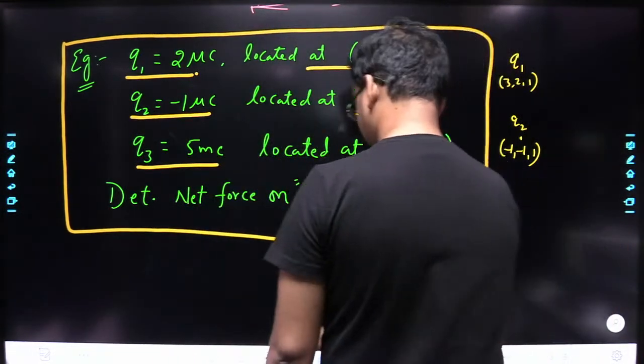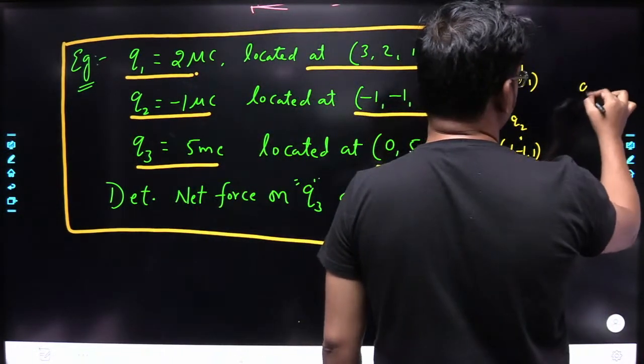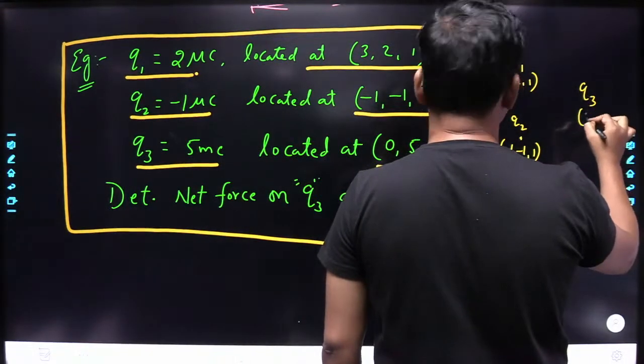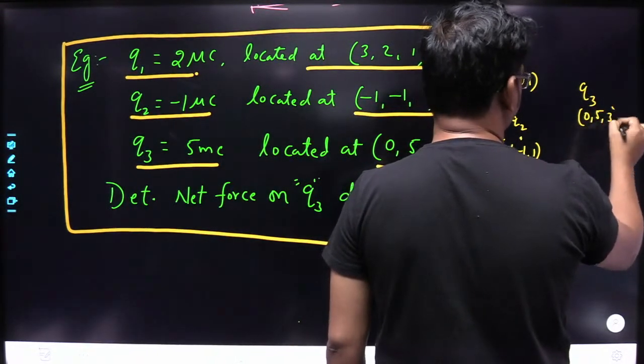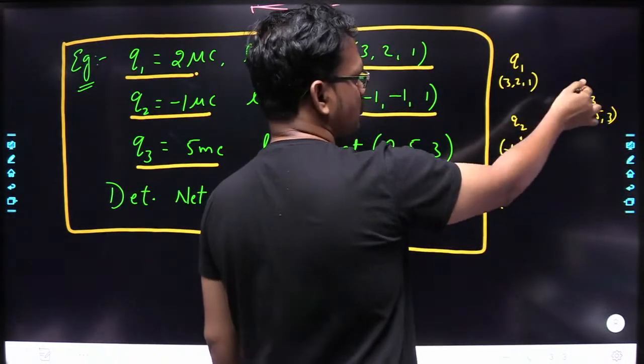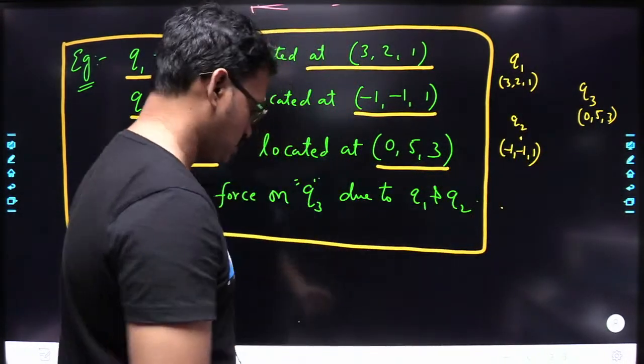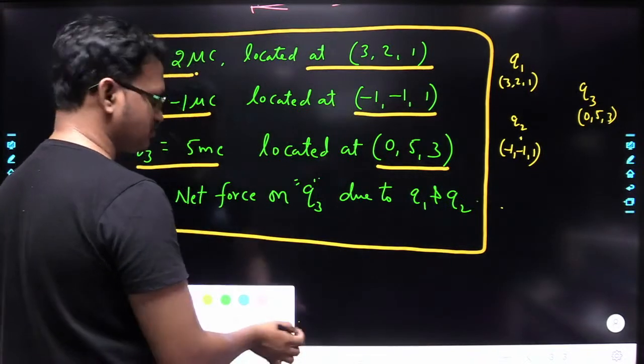So Q3 is located at 0, 5, 3. So just represent Q3 somewhere here. Okay, so this is at 0, 5, 3. Now you have to determine the force on Q3 due to Q1 and Q2. That's it. So just follow the procedure here.